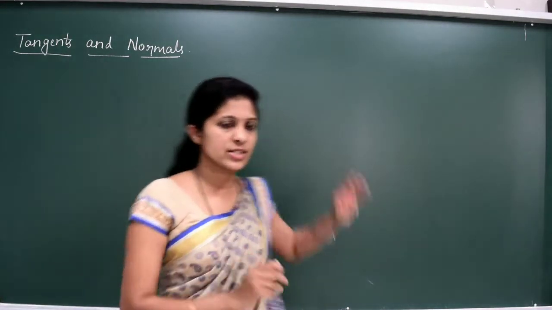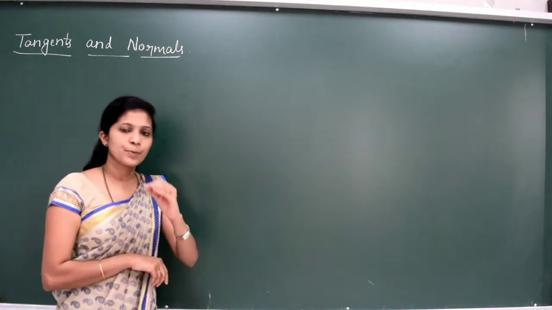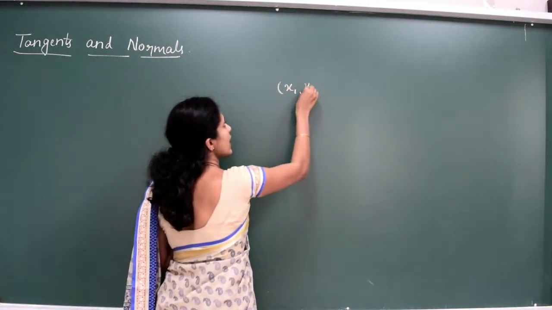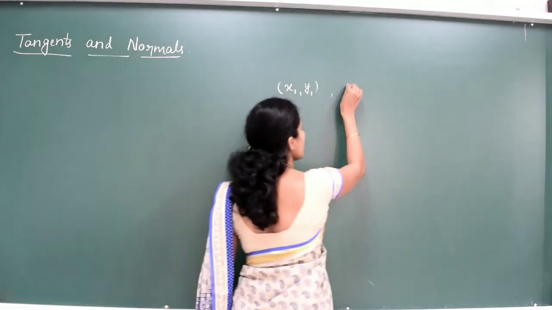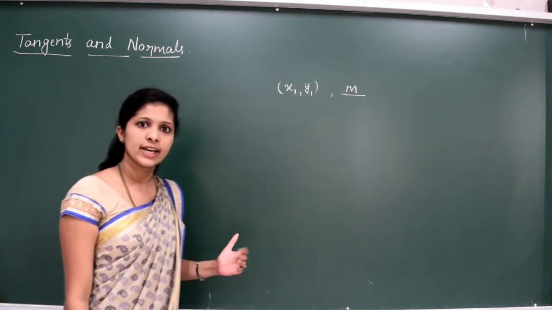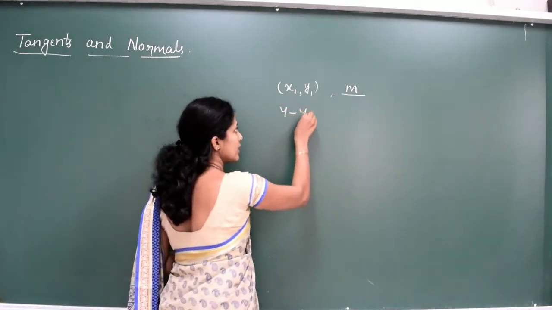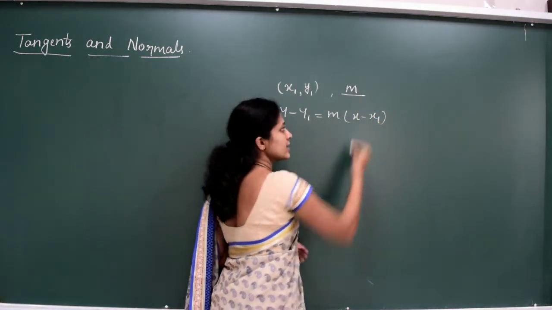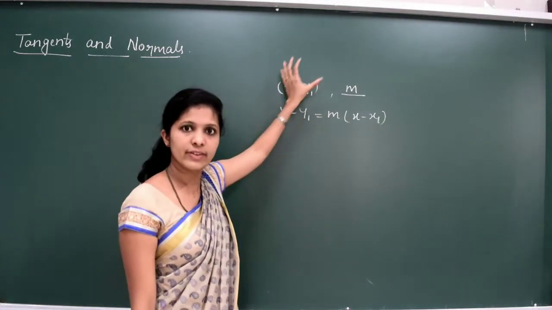Before going to the tangents and normals, I want to recall something from the straight line. Suppose a line passes through the point x1 and y1 with the slope m. Then what is the equation of the line? You have studied one form, right? Y minus y1 is equal to m into x minus x1. This gives you the equation of a line which passes through the point x1, y1 having a slope m.